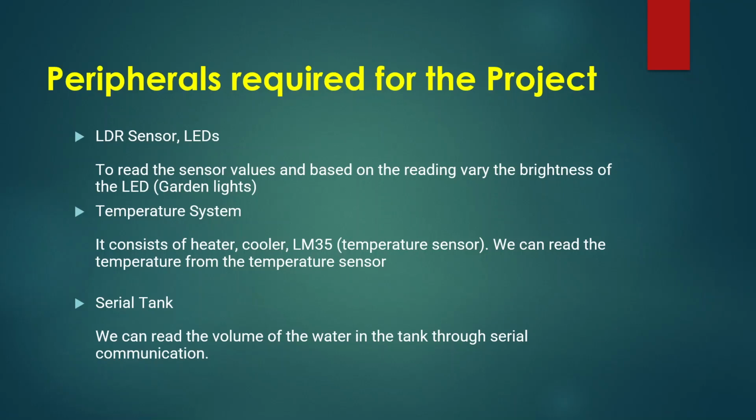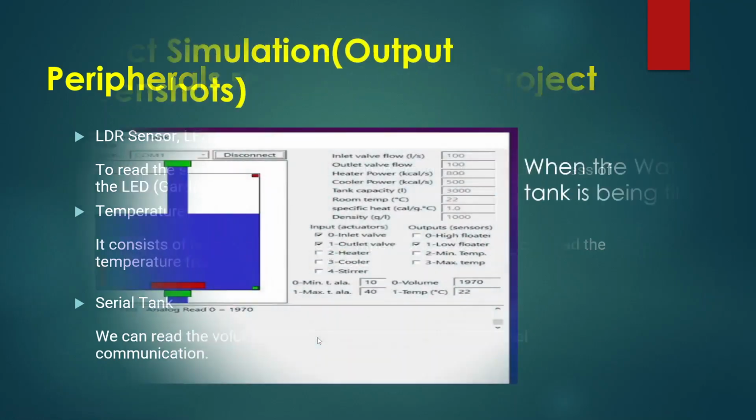When we turn on a light on these garden lights, then automatically the garden lights turn off. That means only at night time the lights turn on, and in the morning the lights turn off automatically based upon the light intensity. And the temperature system consists of a heater, cooler and LM35 temperature sensor. I will explain each one. And a serial tank, which is used to read the volume of the water tank through serial communication.